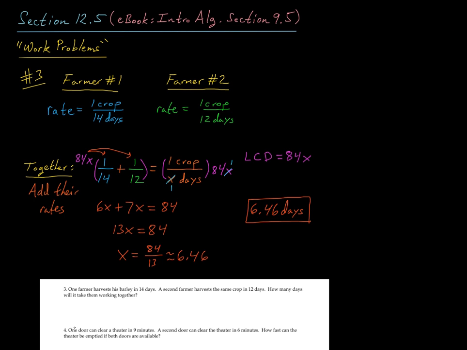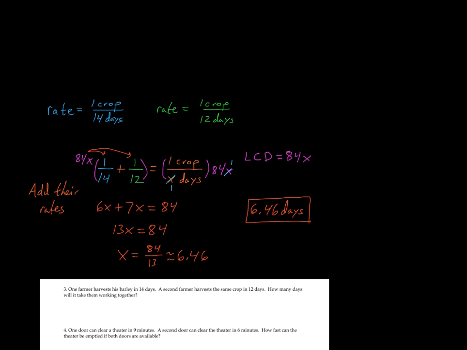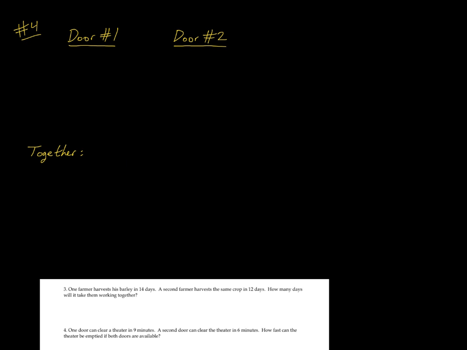Now question 4 is essentially the same as this one, so you may want to pause the video and work through it on your own. It says one door can clear the theater in 9 minutes, a second door can clear the theater in 6 minutes. How fast can the theater be emptied if both doors are available? Go ahead and pull up our solution here.